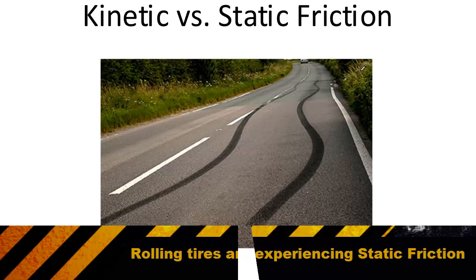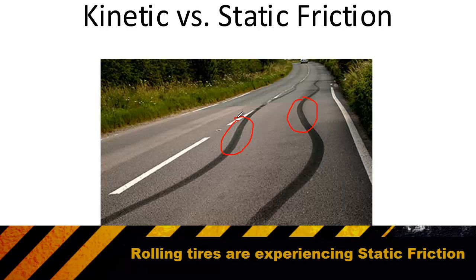Just because an object is moving doesn't necessarily guarantee that it's experiencing kinetic friction. Tires or anything rolling are a notable exception. Clearly from this picture, we can see evidence of the tires scraping along the surface at some point. That scraping along the surface, that's kinetic friction. Most of the time, tires don't drag along the surface. Instead, they're rolling.